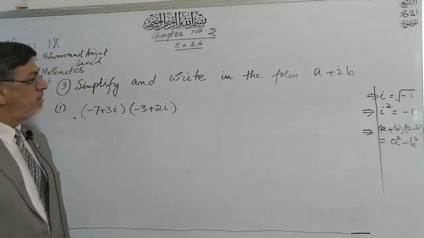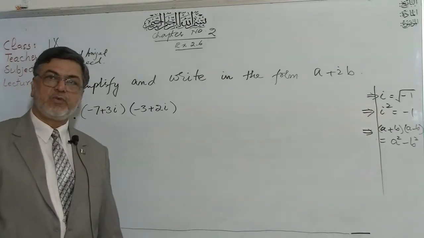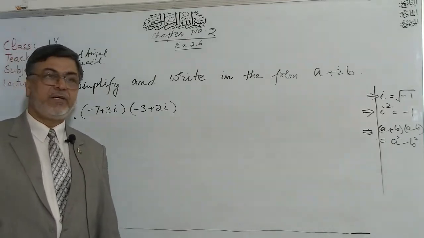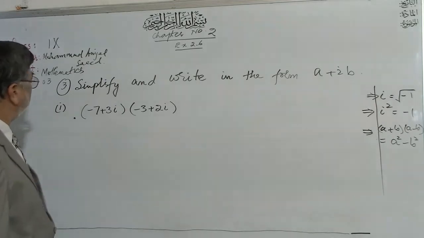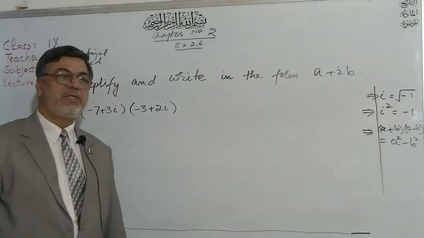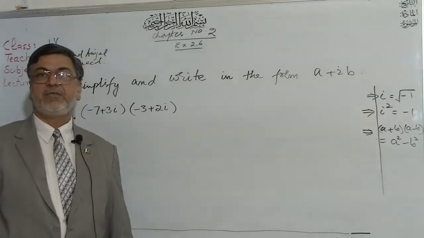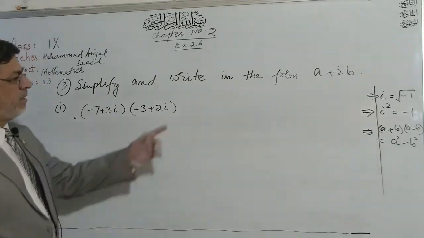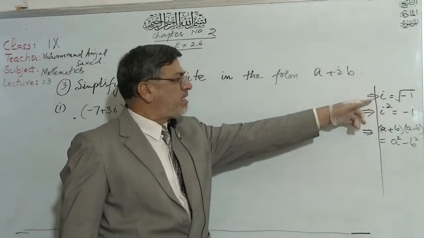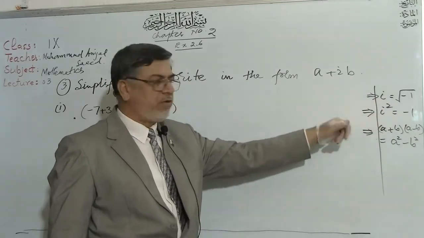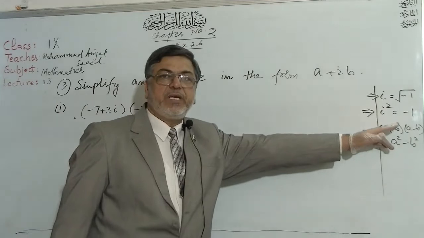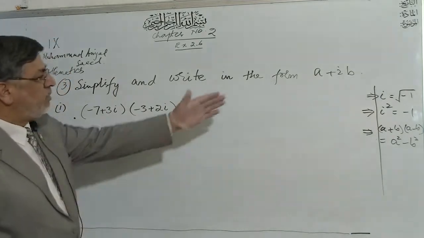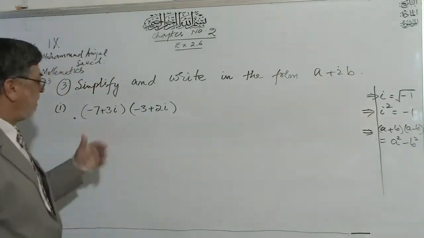My dear students, last time we discussed the complex number and conjugate of a complex number, addition and subtraction of complex numbers. Now today in lesson number 3, we are going to have the multiplication and division of complex numbers. We have exercise 2.6. We will use these formulas. You remember this formula, iota is equal to square root of minus 1, iota square is equal to minus 1, and a plus b into a minus b is equal to a square minus b square. So we will use these formulas in our next questions.